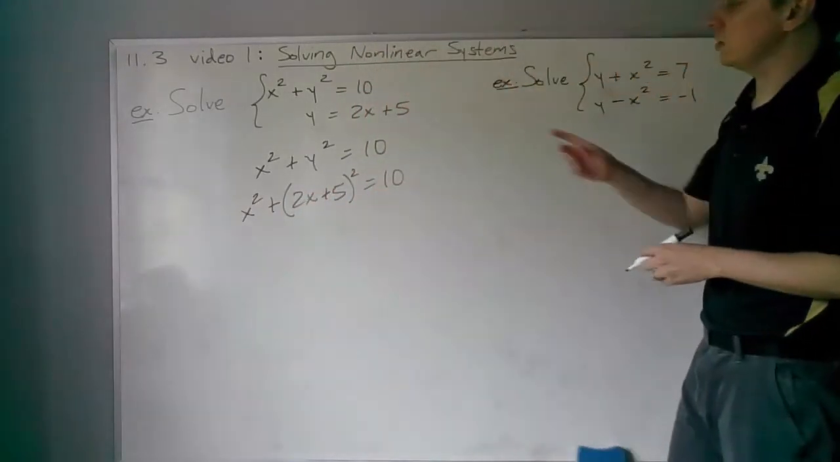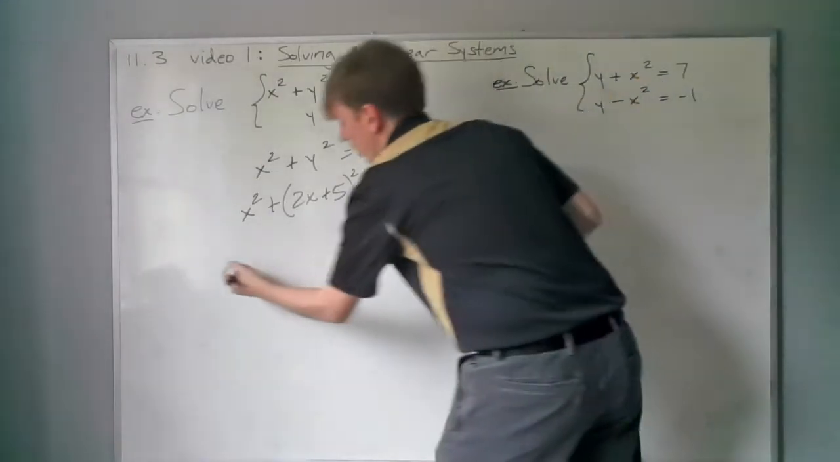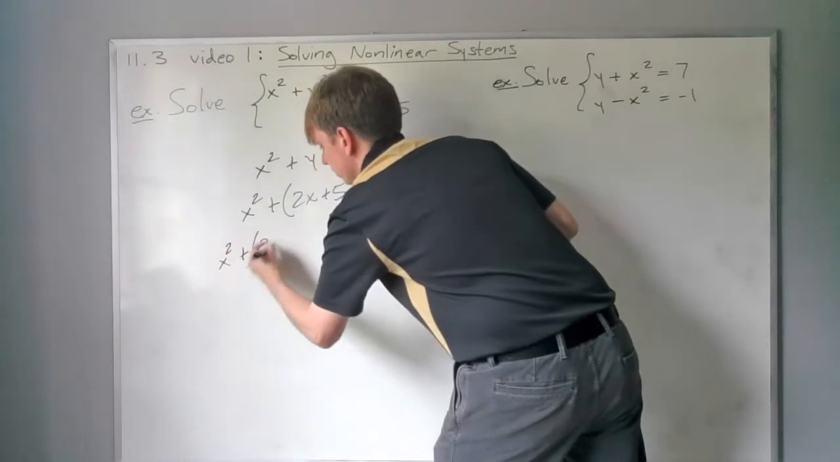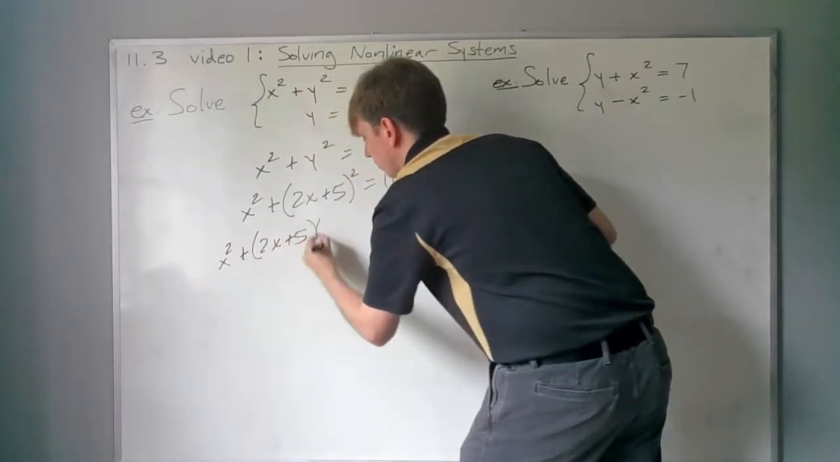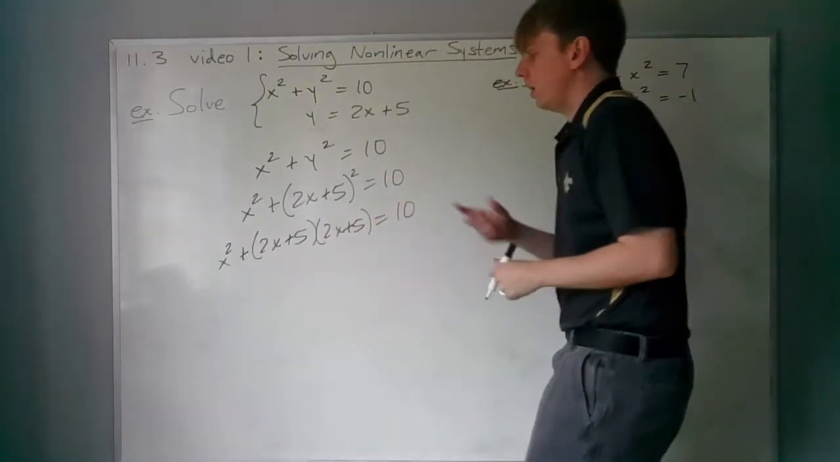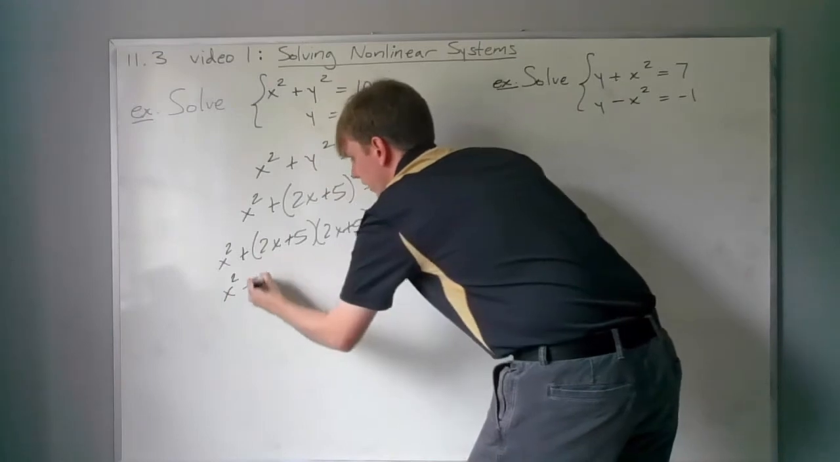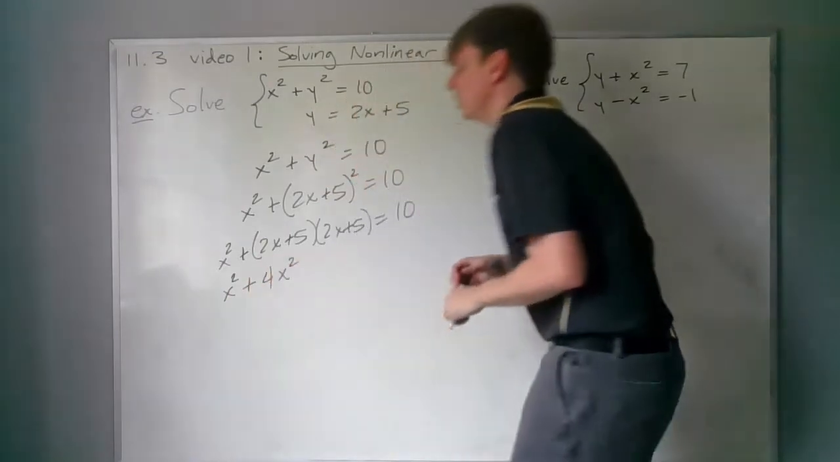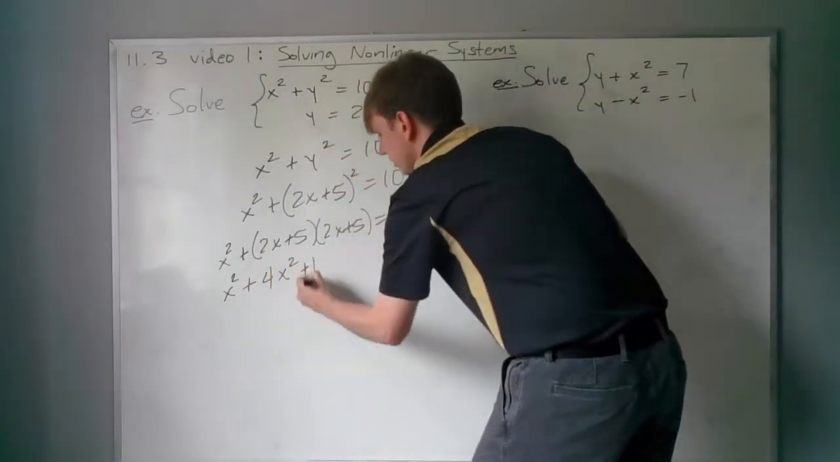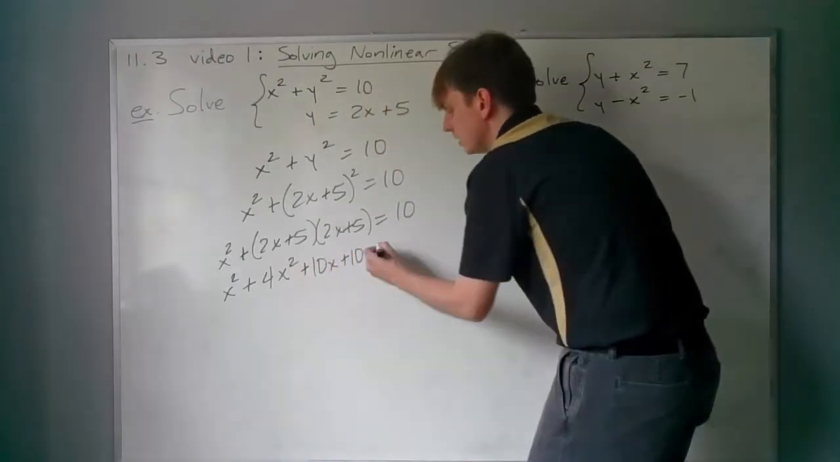Okay, so it looks like I'm going to have to multiply 2x plus 5 times 2x plus 5. So I'll have to use FOIL. So first term will be a 4x squared. Outside is 10x. Inside is also 10x. And last is 25.